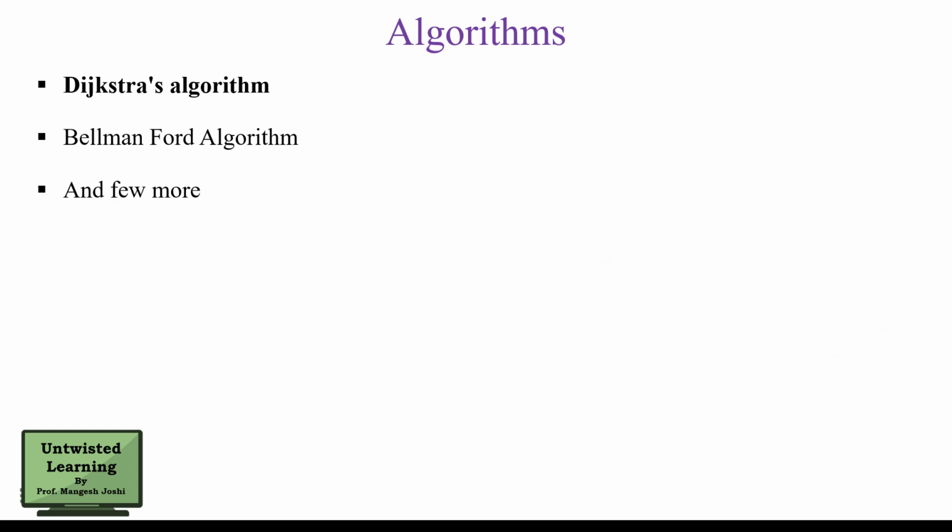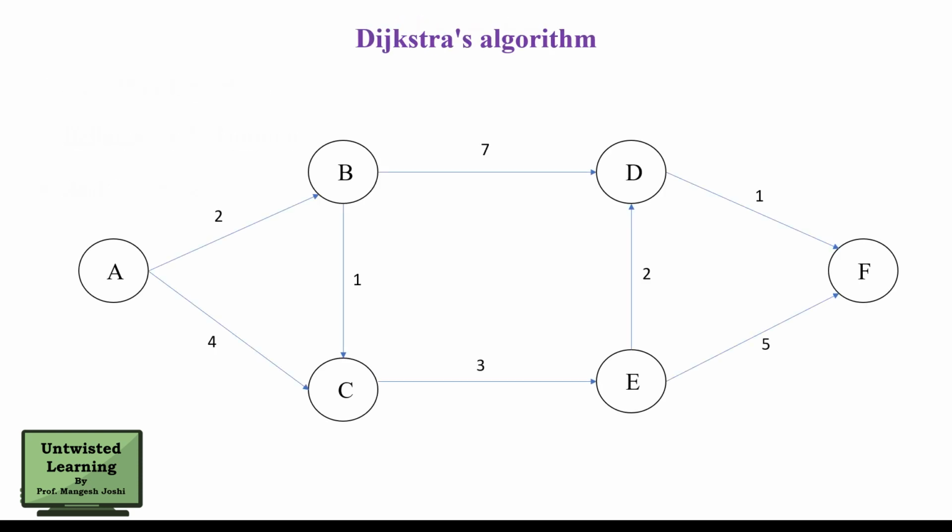So there are many algorithms which deal with the shortest path method. So popular algorithms are Dijkstra algorithm and Bellman-Ford algorithm. So let us see both the algorithms one by one. So let us take Dijkstra algorithm. So this is the sample case given to you where the originating point is A and the destination point is F.